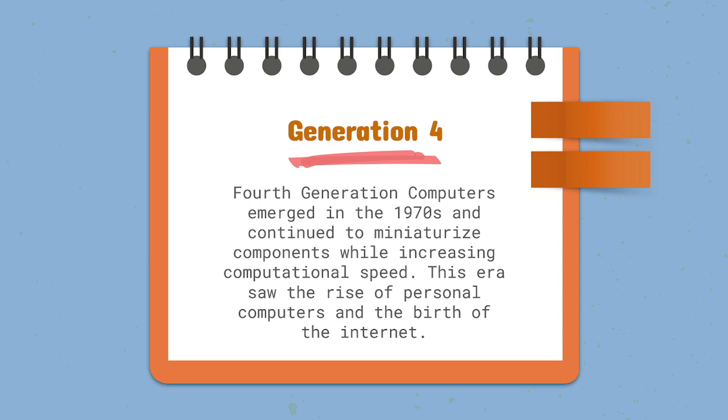This era saw the rise of the personal computer, which means this is the birth of the PC in the 1970s, the personal computer at home, so you can work at home with your PCs. Also, this time is the birth of the internet, meaning the internet is online, Google is online. Finally, you can browse the internet.